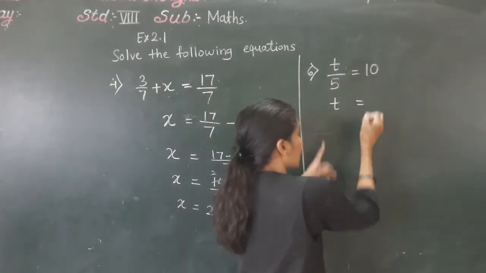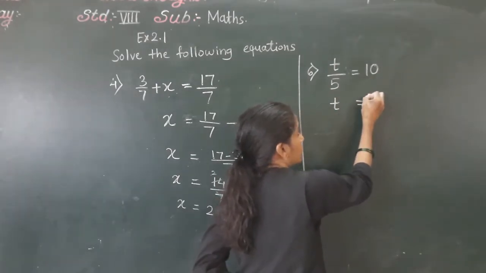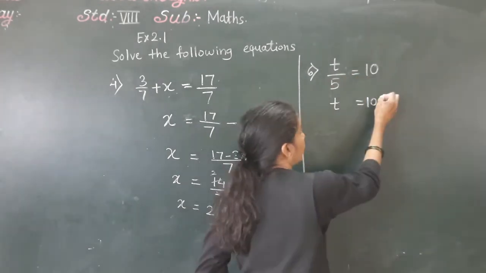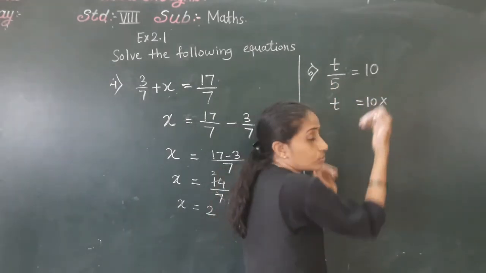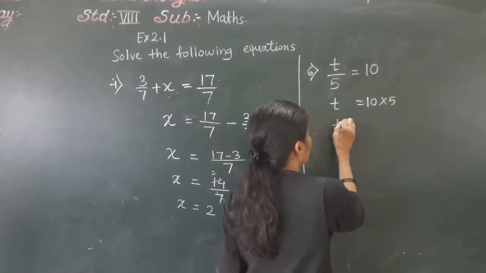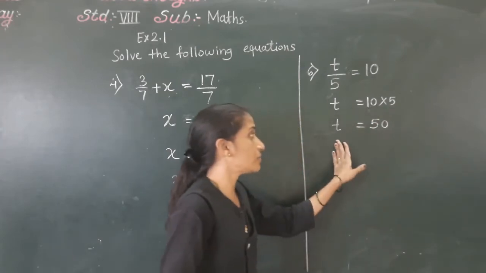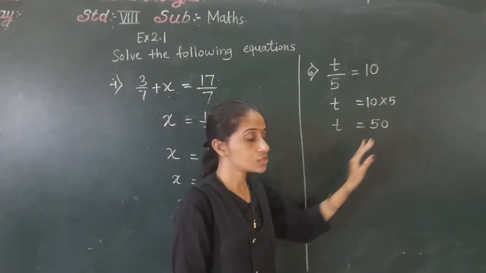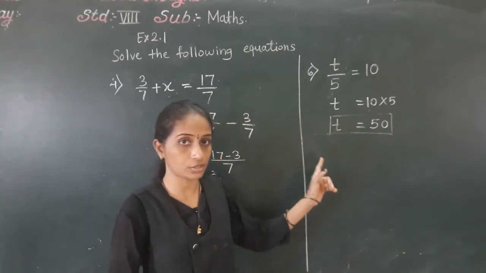Which number are we going to transfer? 5. So don't write it again on this side. We will transfer it to the right hand side. The right hand side 10, write as it is. 5 will transfer to the right hand side, then it will become multiplied. See, it is divide here, for the left hand side it is divide for T. Now we will transfer it to the right hand side, then it will become multiplied. So multiply by 5. So T is equal to 10 fives are 50. What is the value of T? T is equal to 50. You can write it in a box or you can underline the answer.